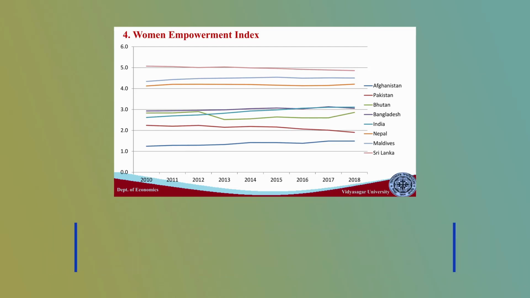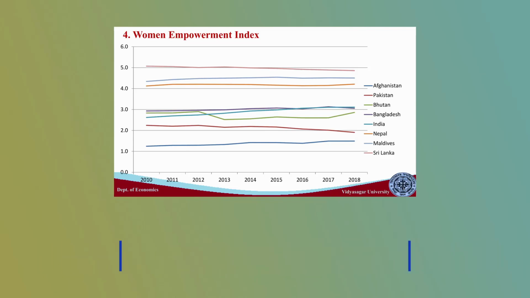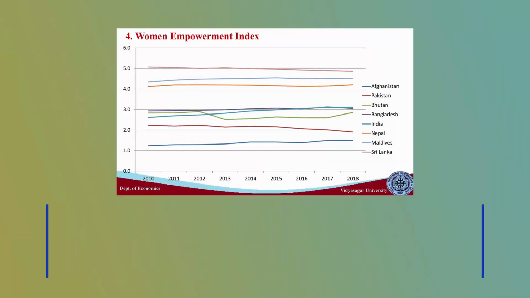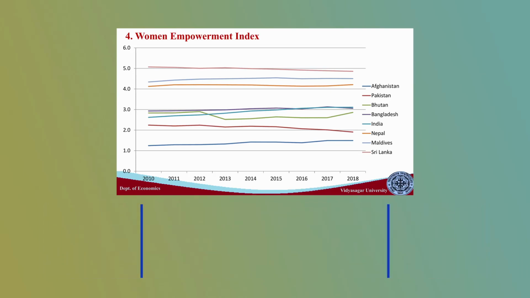to 2018. Here, during the entire time period, Sri Lanka occupied the top position, followed by Afghanistan and Pakistan, but the relative position of Bhutan, Bangladesh, and India changed over time. In the initial year 2010, the relative position of Bangladesh was better compared to Bhutan and India, but in recent years, that is during 2018, the relative positions of India and Bangladesh are closer to each other, and their position is better than Bhutan.